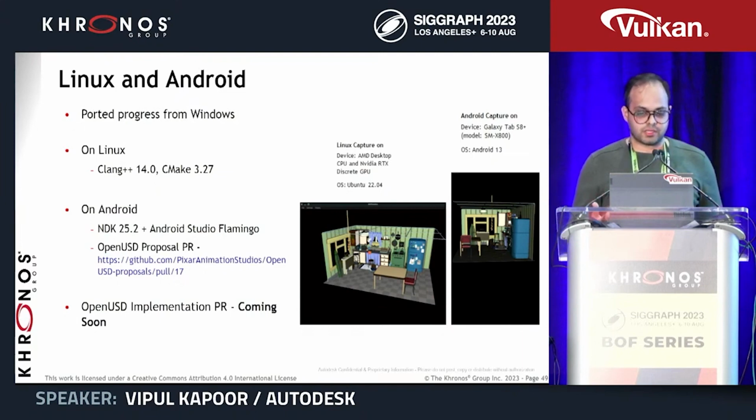Also, the implementation PRs for both these efforts for OpenUSD's merge will be coming in soon. That is implementation PRs for Linux and Android, and we are internally tracking them in terms of days. So once we go back from SIGGRAPH, this is one of the first things that we'll be working towards completing, documenting, and pushing out. The screenshot you're seeing on the right was captured on an Ubuntu 22.04 operating system running on an AMD CPU and NVIDIA RTX GPU. And the screenshot to the right of that was captured on a Galaxy Tab S8 Plus running on an Android 13 operating system.